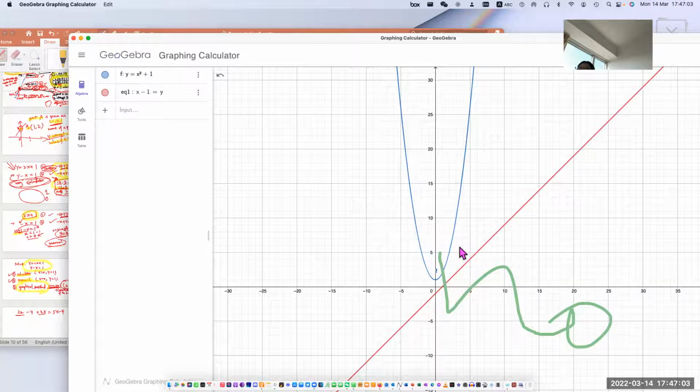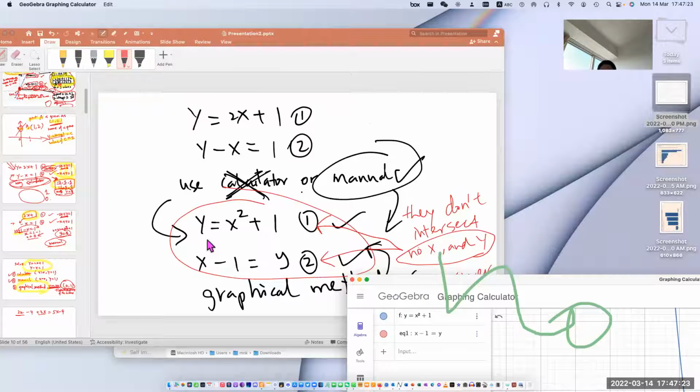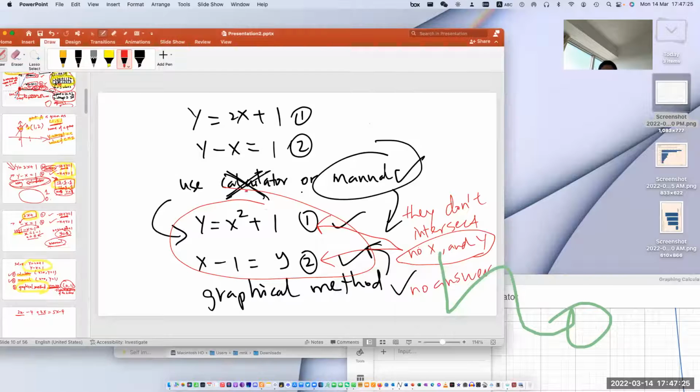Are you clear? So the value of this graphical method is this. Very clear cut. You want to see the answer, they must have an intersection point. They don't have intersection point, no answer. But if you are going to use the manual, calculator, like I say, cannot already. If you are going to use the manual method, I think it's pretty hard.